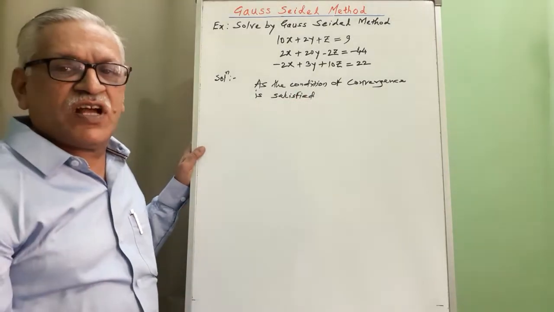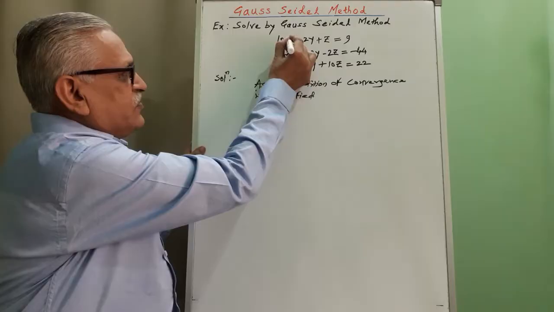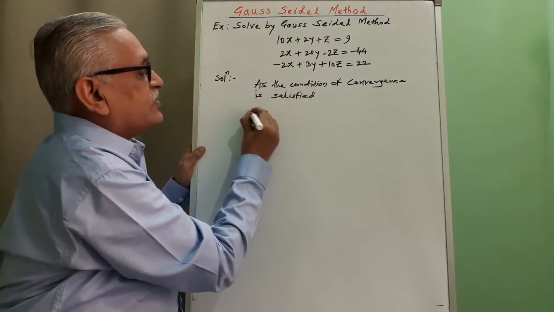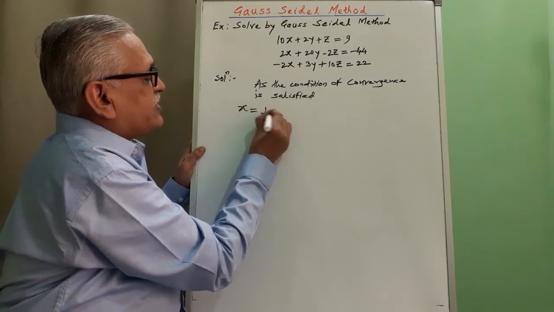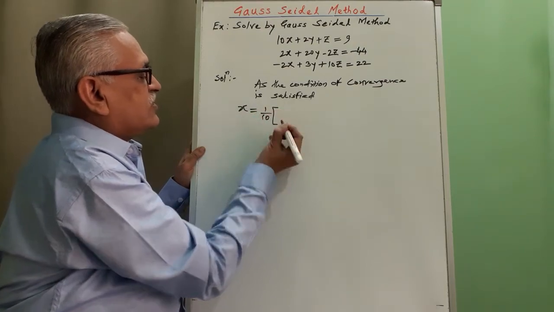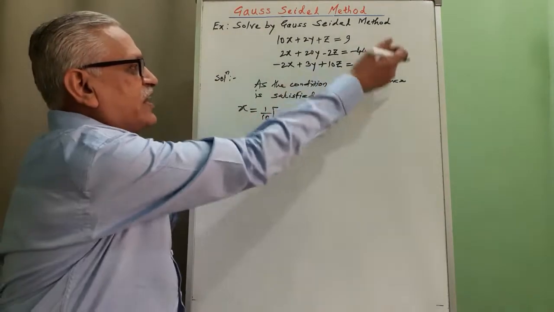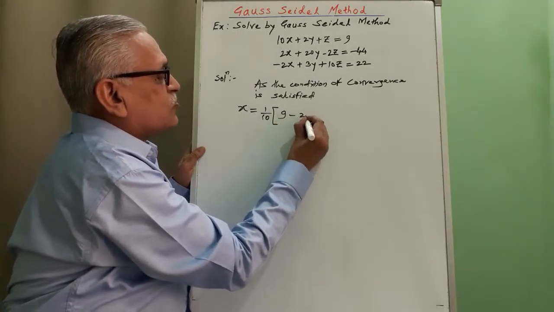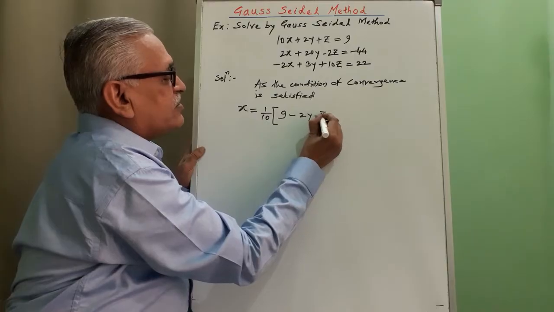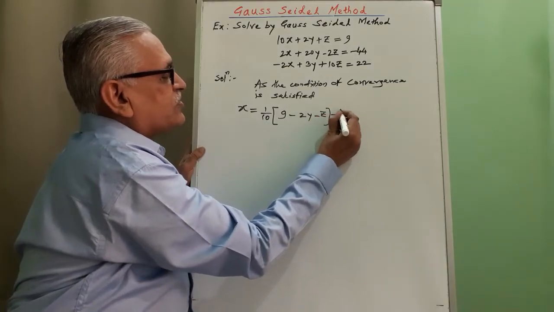Solving the equation for the highest coefficient. First equation we have to solve for x. Therefore, we get x is equal to 1 by 10 times, transferring all other terms to the right hand side, 9 minus 2y minus z. We call this the first equation.